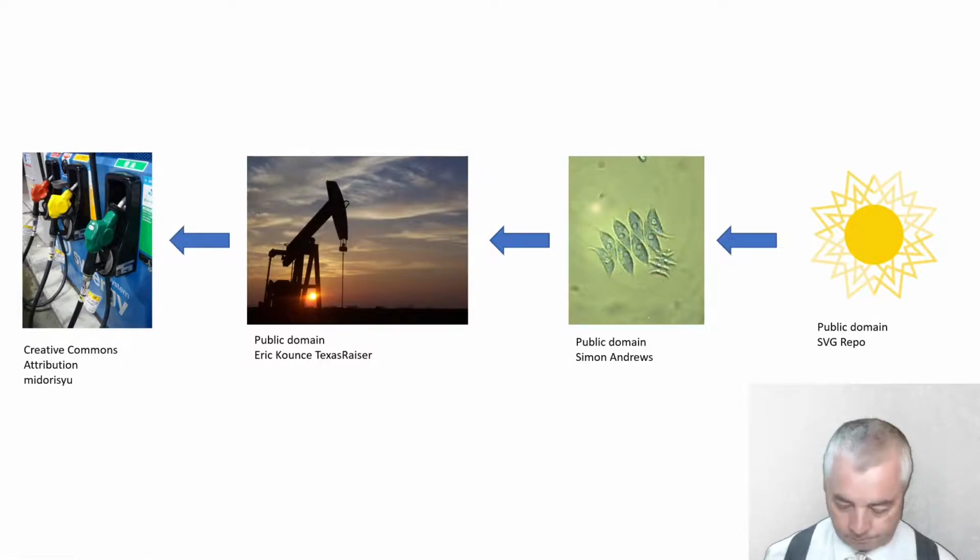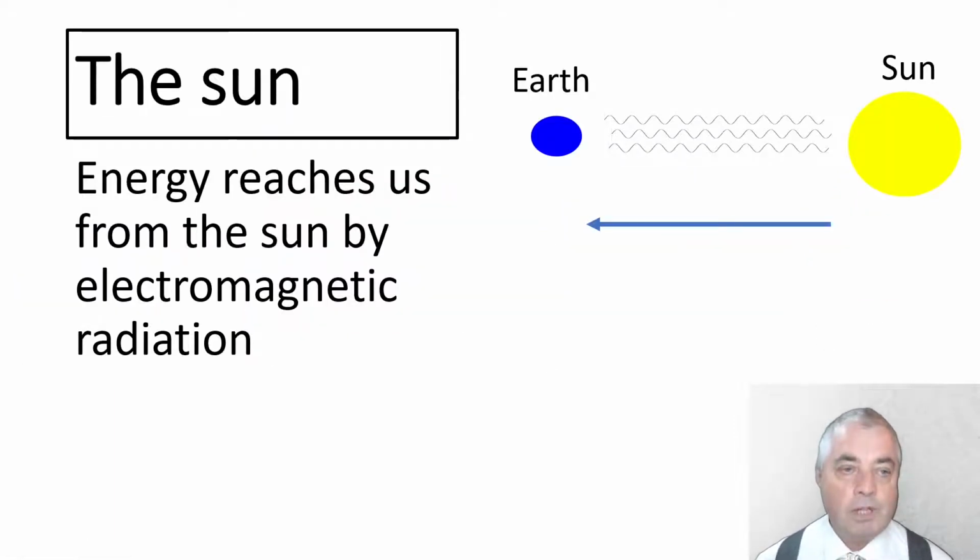Same idea. So how does energy reach us from the sun? Well, it reaches us by electromagnetic radiation. And electromagnetic radiation is electric and magnetic ripples. And there are various types of electromagnetic radiation: X-rays, gamma rays, light rays, infrared rays, radio waves. The sun actually emits all of those.